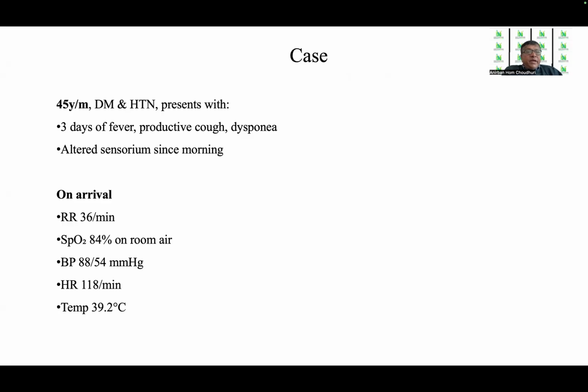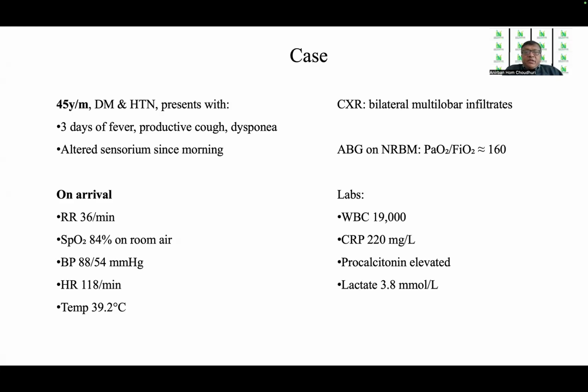A 45-year-old male, diabetic and hypertensive, presents with a 3-day history of fever, productive cough, and dyspnea, along with altered sensorium since morning. On arrival, he has a respiratory rate of 36, saturation of 84% on room air, a blood pressure of 88 by 54 mmHg, heart rate of 118 per minute, and temperature of 39.2 degrees centigrade. The chest X-ray shows bilateral multilobar infiltrates. The ABG on a non-rebreathing mask shows a PF ratio around 160.